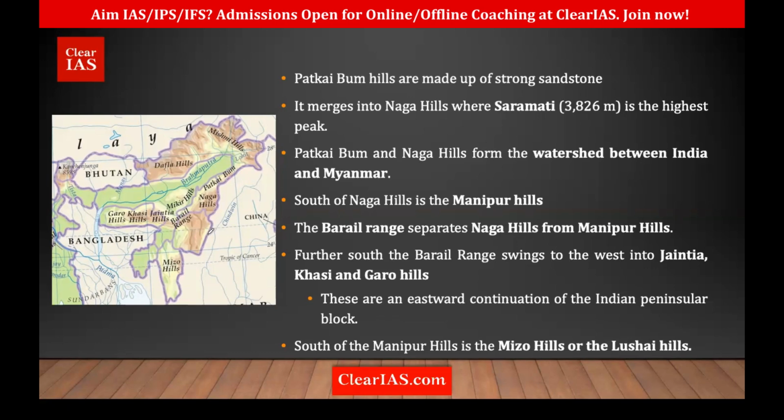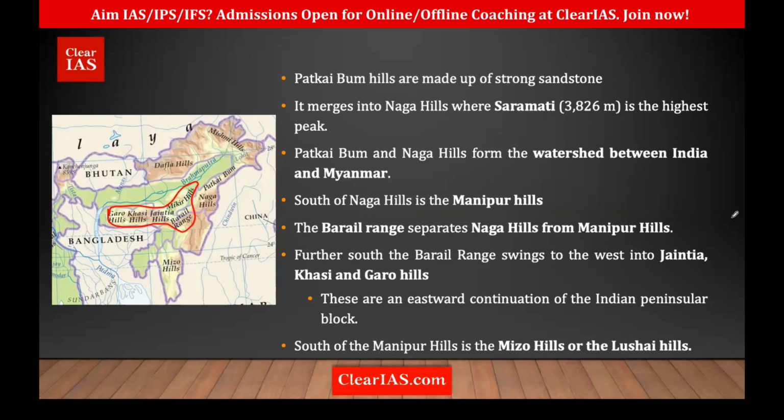So this extension of Barail, that is Garo Khasi Jayantia, is a westward extension of the Barail range. All this, Garo Khasi Jayantia, Barail and Mikir, is actually an extension of the Peninsula Plateau. Here there is a Malda fault, which we'll learn when we study the Peninsula Plateau. So that is Garo Khasi Jayantia, Mikir, Barail. And this Barail range comes in between the Naga Hills and the Manipur Hills.